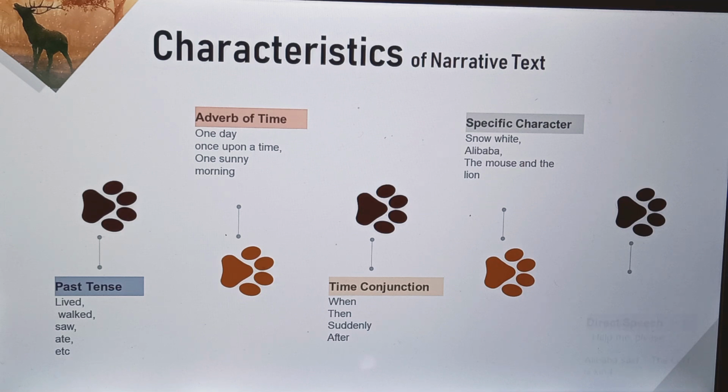Okay, spesifik. And then using direct speech atau kalimat langsung. Okay, ditandai dengan tanda kutip ya, like "help me please." Atau Alibaba said, "the God is kind." Itu kalimat langsung. Okay, itu ciri-ciri dari teks naratif ya.